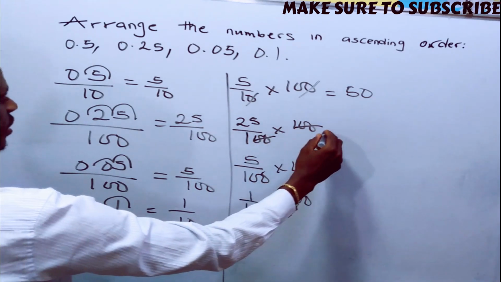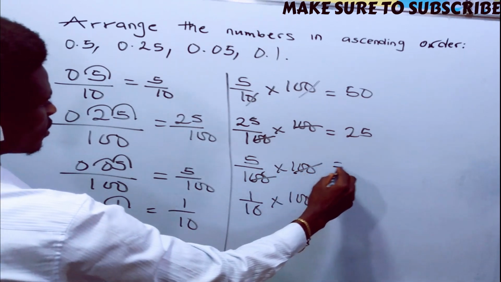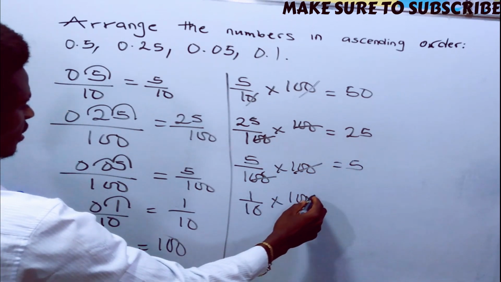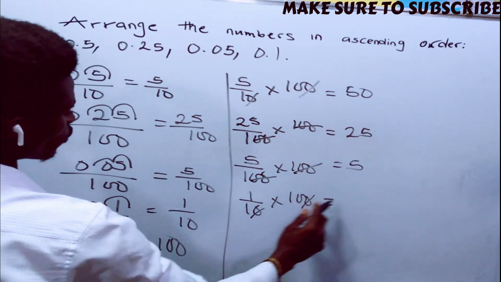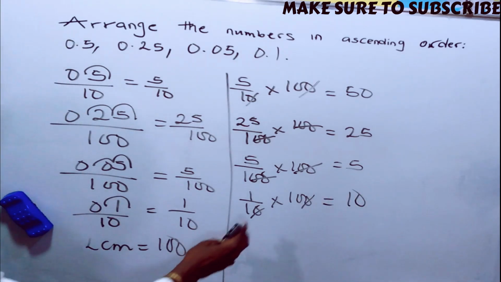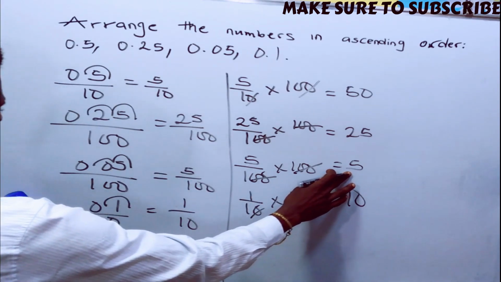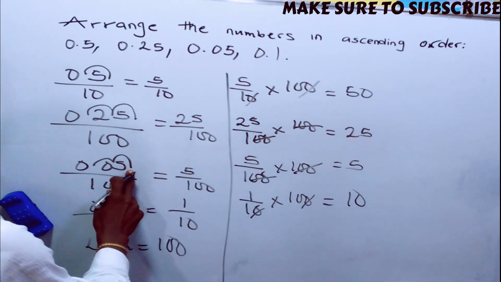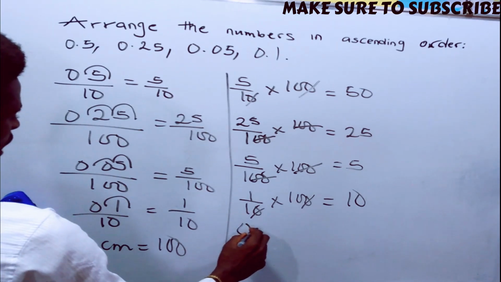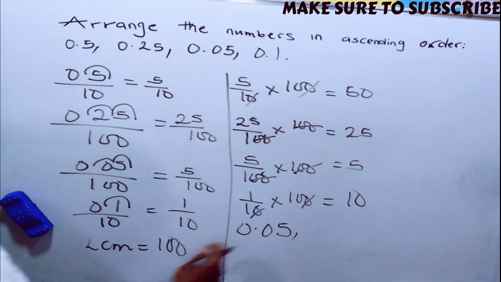This will cancel this. We are left with 25. This also cancels this. We are left with 5. And this cancels this. We are left with 1 times 10, which is 10. Now from here, we can identify the lowest value, which is 5. And 5 is gotten from 0.05. So we'll have it as 0.05, followed by 10.